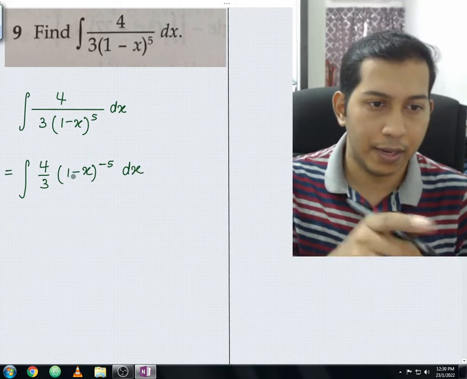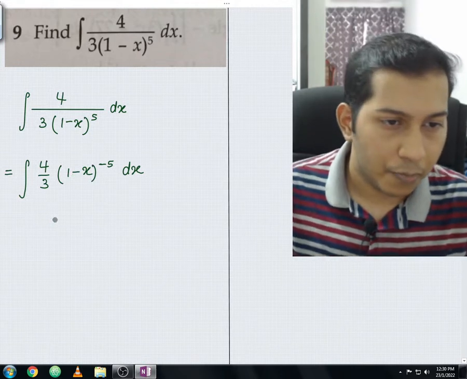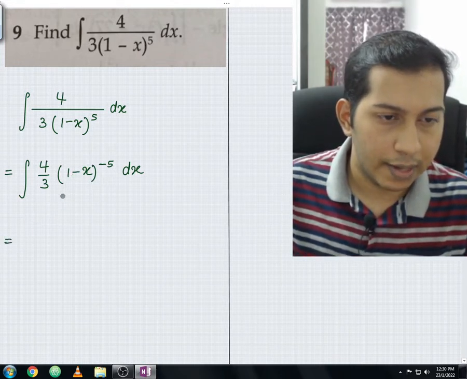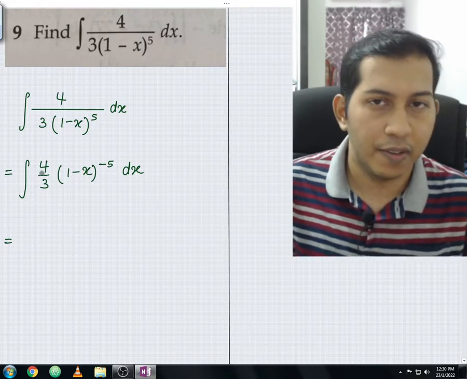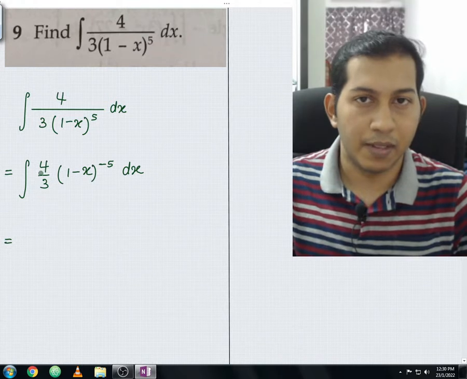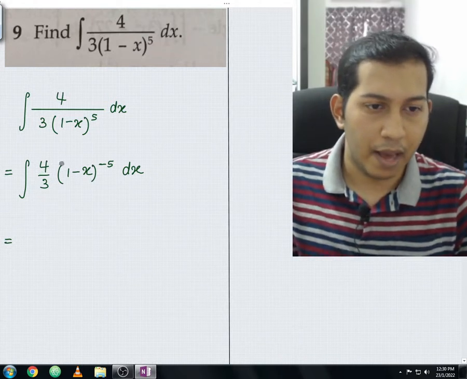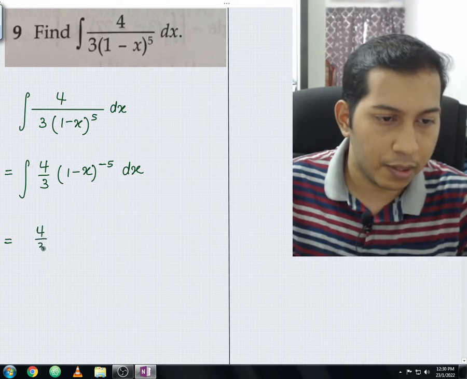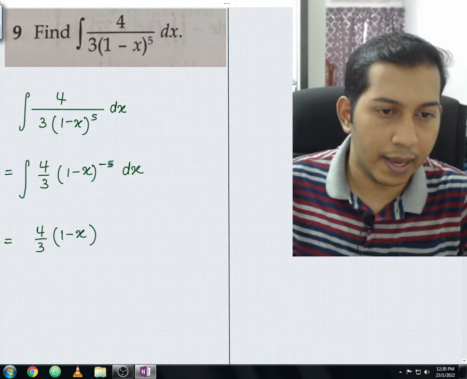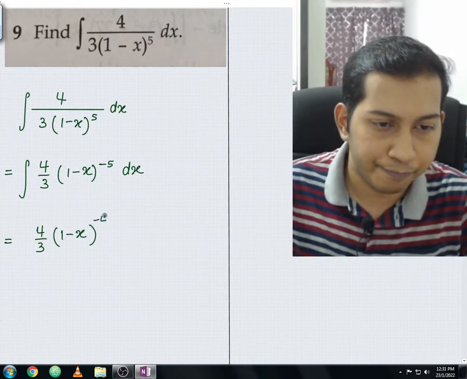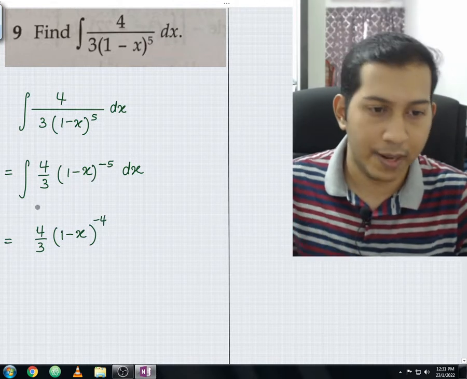So let us integrate this. Let us do it one by one. Since you're involving a fraction, you need to be extra careful. Sometimes you can make a silly mistake, so keep an eye on the integration. From here, you should be getting 4 over 3 in a bracket (1 minus x). This negative 5 you plus with 1, you should be getting negative 4, and the negative 4 you divide as well.